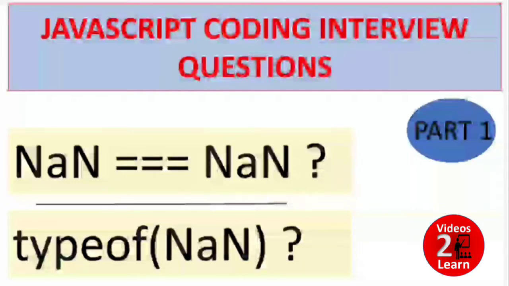So in this particular video, we are going to cover two important JavaScript interview questions that are very commonly asked in almost all the JavaScript interviews, from fresher level to the experienced level. The first question is: is NaN strictly equal to another NaN? NaN stands for not a number, and we are comparing NaN against another NaN, to see whether it is strictly equal or not. That is the first question.